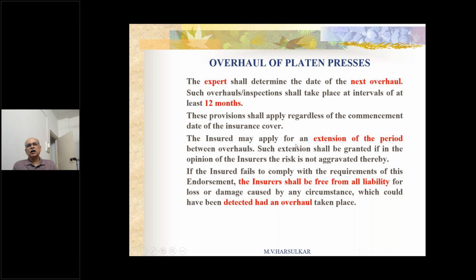The insured may apply for extension of the period. So again, like the turbo generator thing, extension is possible, but then the insurance company should give in writing that this overhauling period is extended. Otherwise, we'll go by the standard 12 months period. Then, if the insured fails to comply with the requirement of this endorsement, the insurer shall be free of all liability. But the condition is that the overhaul is not done and the loss is because of that reason. For that situation only, the insurer can say that we don't have liability.